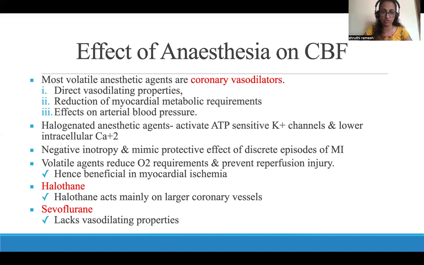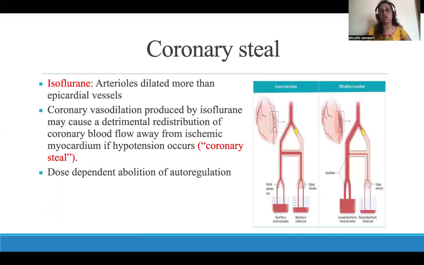They have a negative inotropic effect and they also reduce the oxygen requirements and prevent reperfusion injury. Hence, they are beneficial in myocardial ischemia. I would like to add on a special note on coronary steal phenomenon, which is caused by isoflurane.